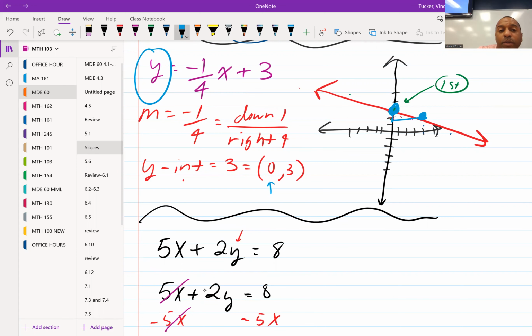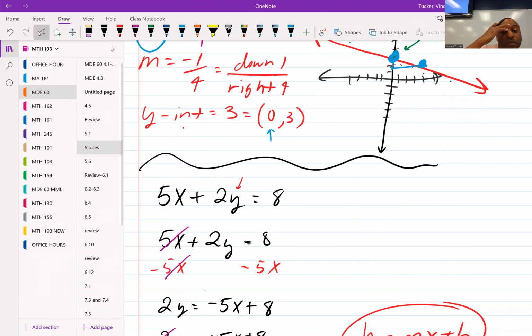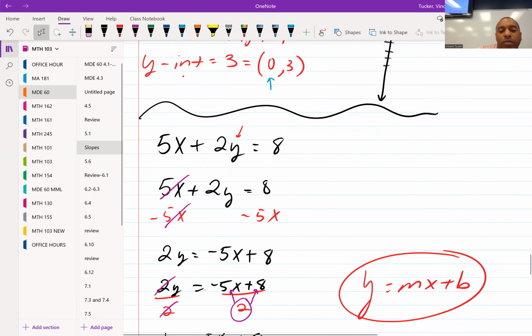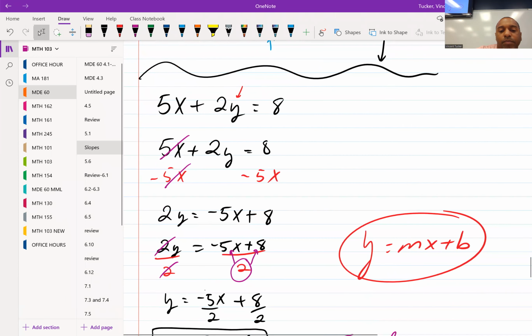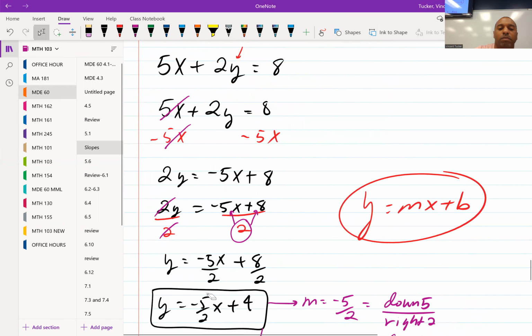so I can put it in the format that we just had, I will subtract 5x from both sides. That'll leave me with 2y equal to -5x plus 8. Then divide both sides by 2. Don't forget that 2 needs to go into both terms in the numerator. And so that'll give me y equals -5/2 x plus 4.